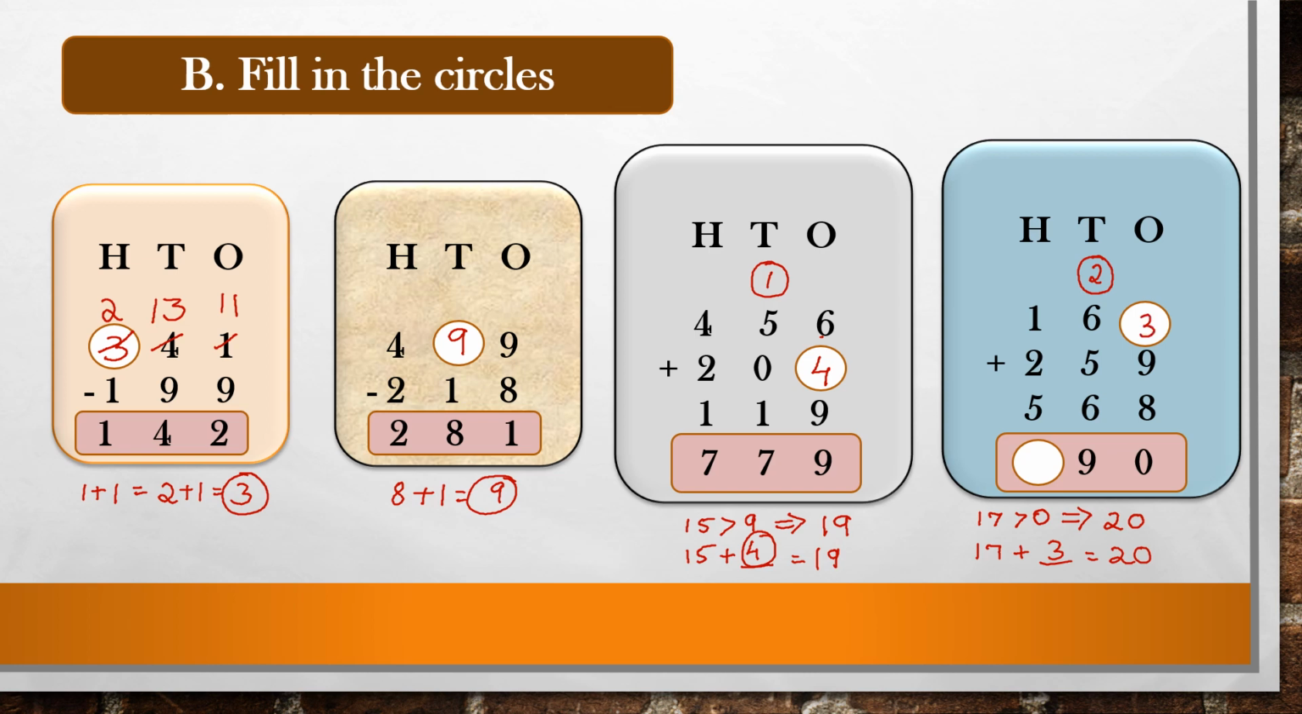But let's check the tens place, and what you find? It is 19. So carry 1 here. And now check the hundreds place. So what is the answer in the hundreds place you find? That is 990.